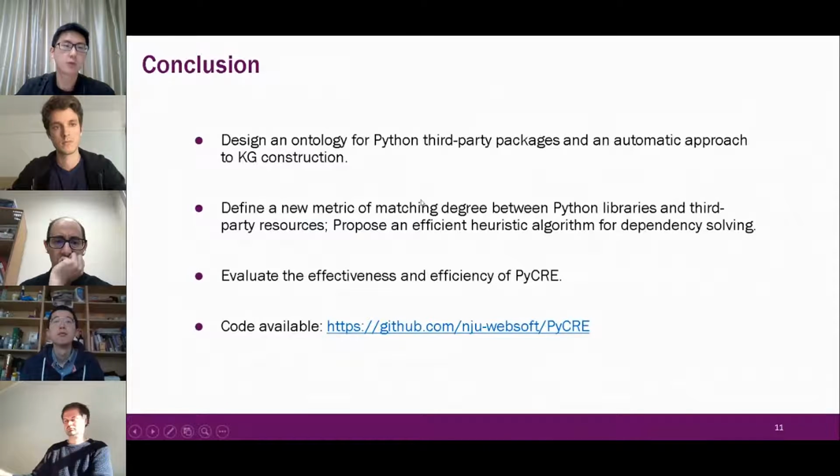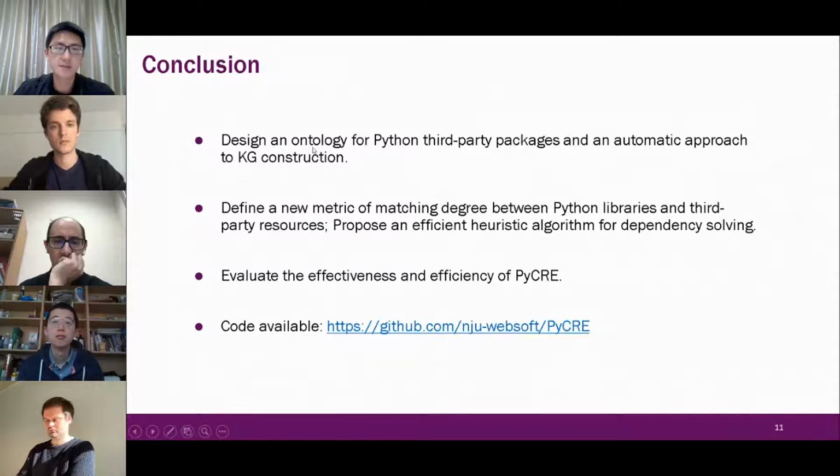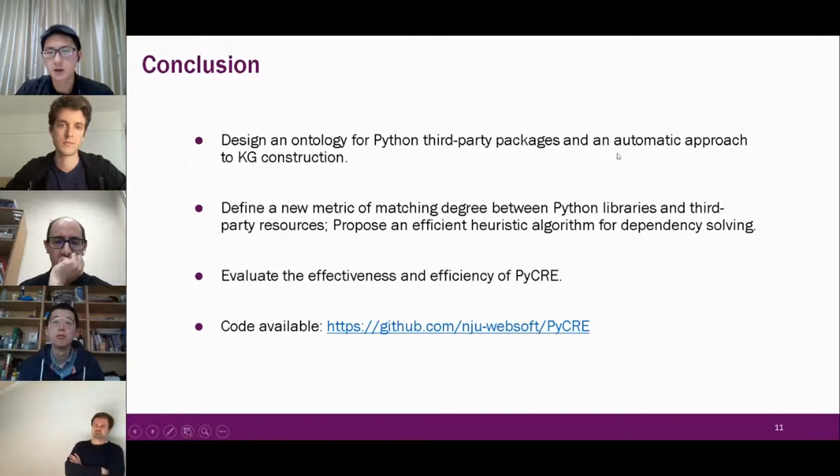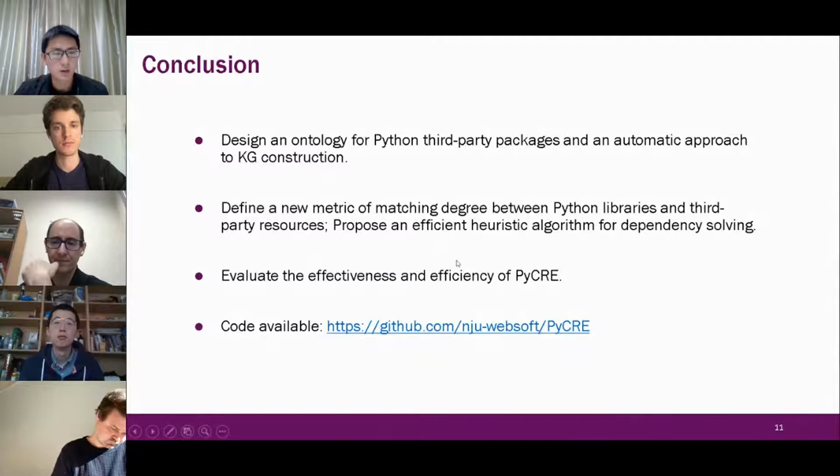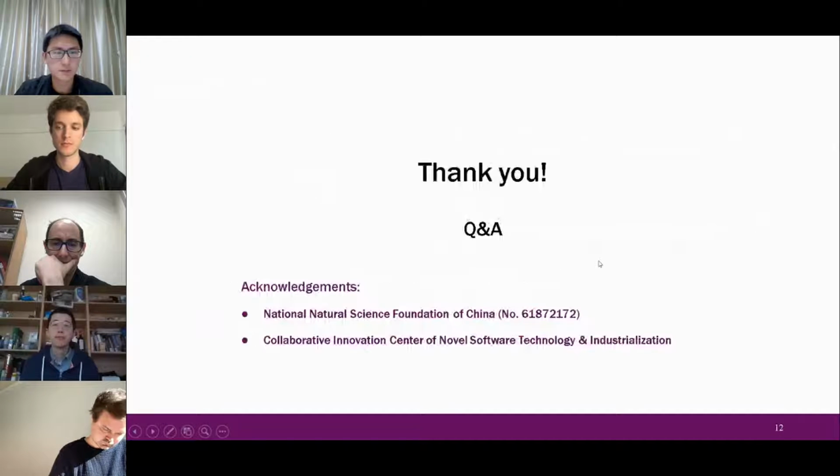In conclusion, we design a domain-specific ontology for Python third-party packages and an automatic approach to constructing the knowledge graph. And we define a new metric of matching degree between Python libraries and third-party resources and propose an efficient heuristic algorithm for dependency solving. Other details are shown in our paper.